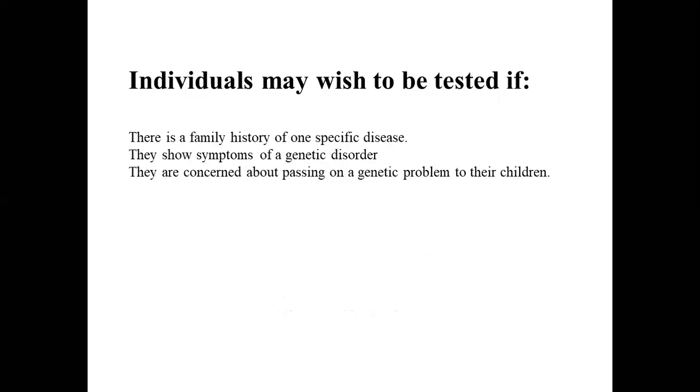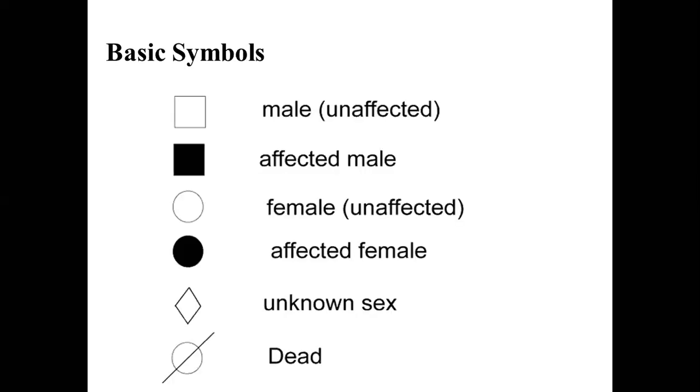After that, which individuals try to generate their pedigrees? They are concerned about passing a genetic problem to their children, and they want to know what will happen to their offspring. After that, there are some basic symbols. First we discuss the box, that is a square box. Then we have a round circle. Then there is a diamond, that is for unknown gender or unknown sex.